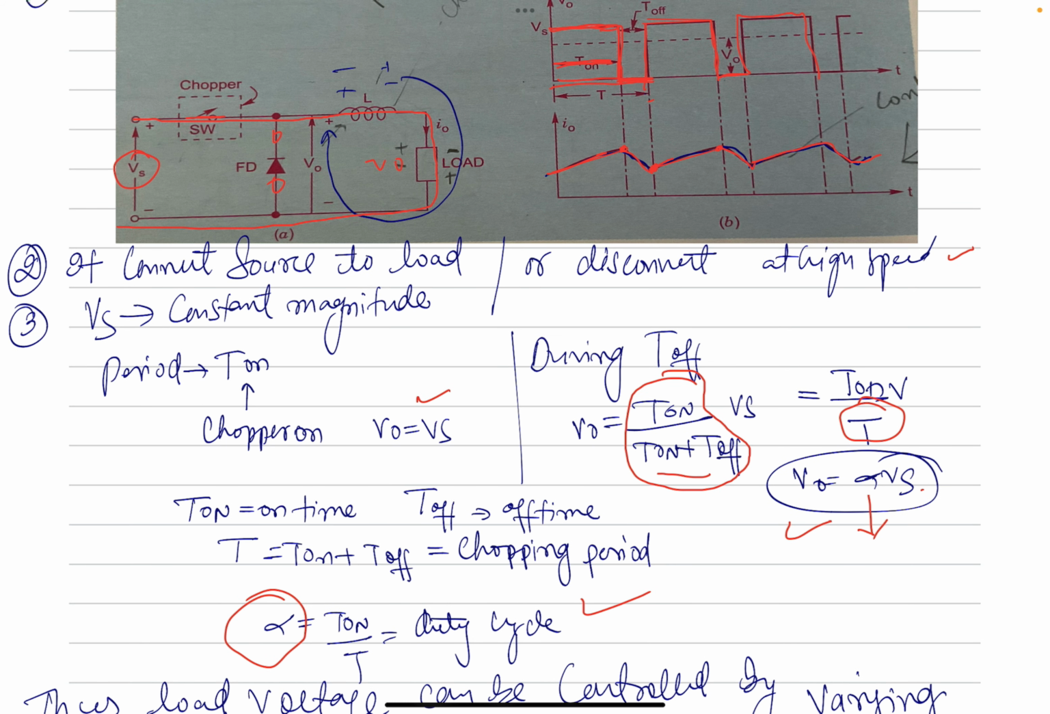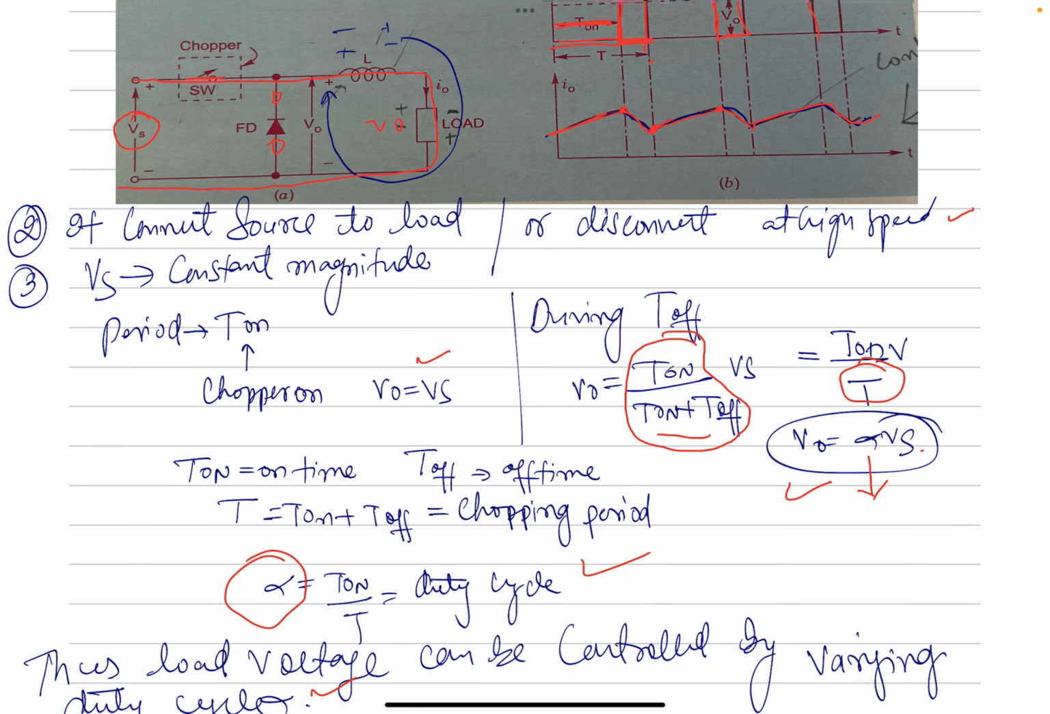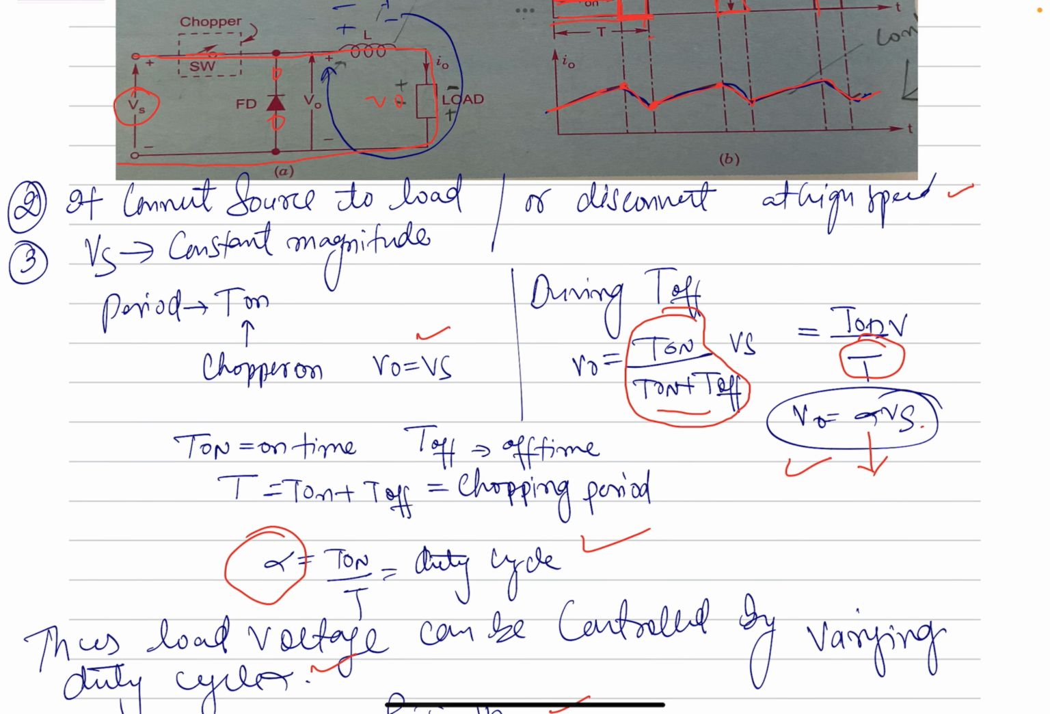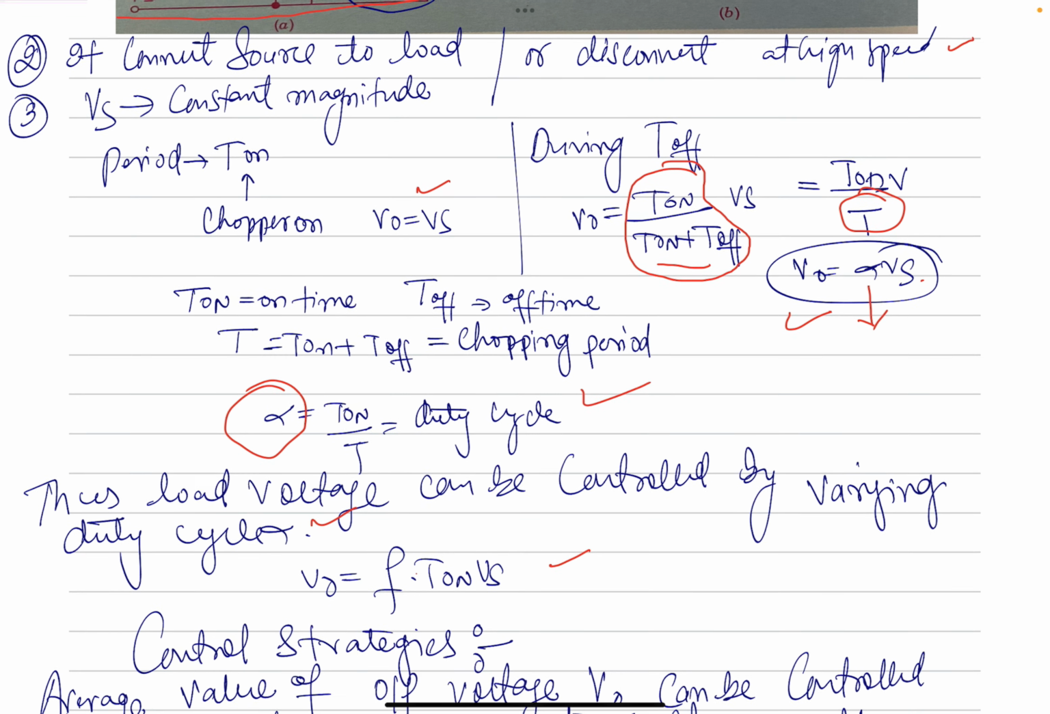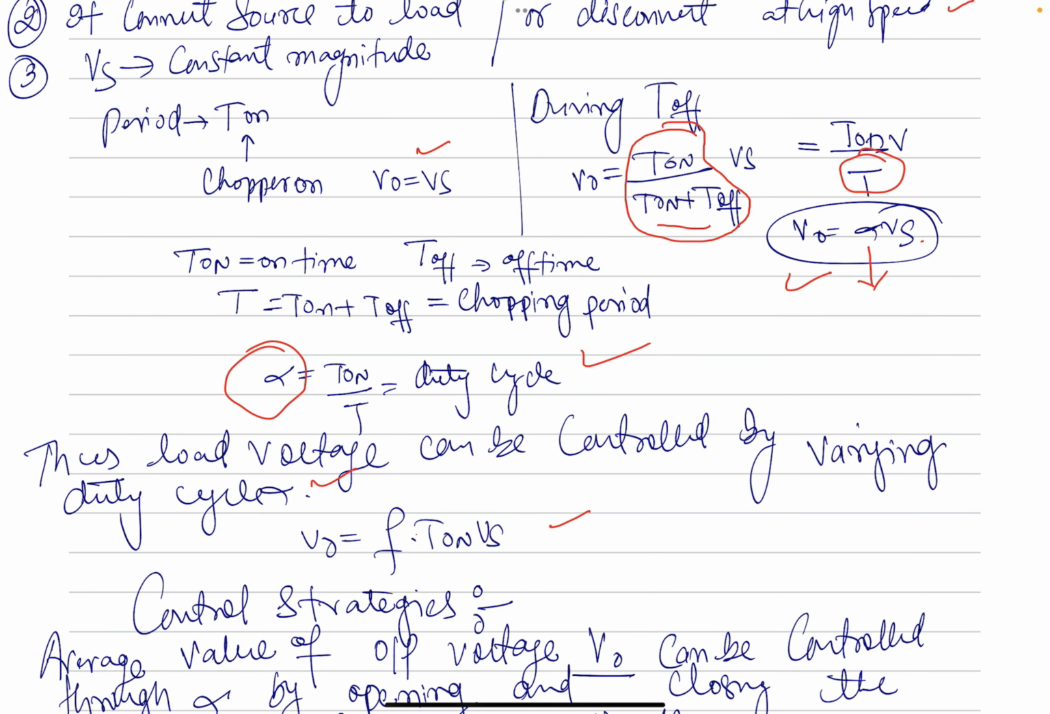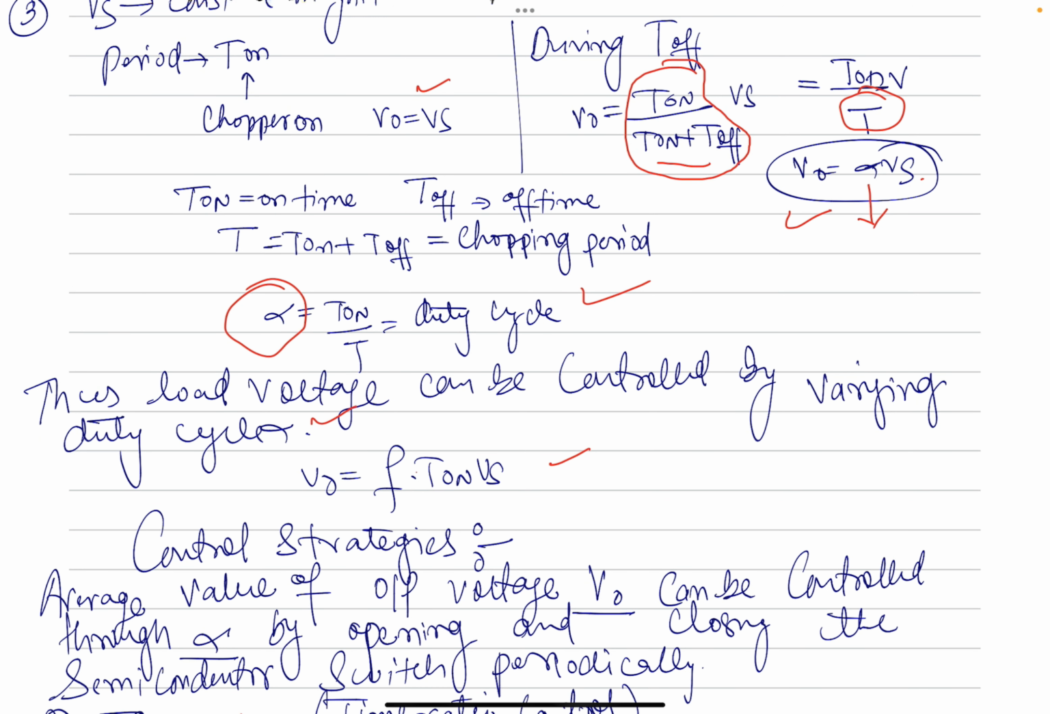When the switch is on, the output voltage is equal to the supply voltage. Over the period, V output is equal to T on upon T times the supply voltage. That means it is T on divided by T on plus T off, represented as alpha. So the output is alpha times the supply voltage. Here T on means on time and T off means off time, so T is equal to T on plus T off, that is the chopping period. We also discussed the duty cycle, alpha, which is equal to T on upon T.